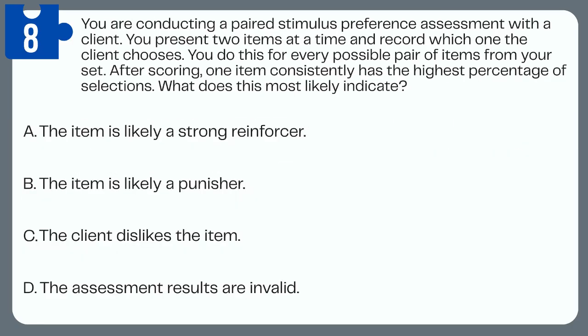Question 8. You are conducting a paired stimulus preference assessment with a client. You present 2 items at a time and record which one the client chooses. You do this for every possible pair of items from your set. After scoring, one item consistently has the highest percentage of selections. What does this most likely indicate? A. The item is likely a strong reinforcer. B. The item is likely a punisher. C. The client dislikes the item. D. The assessment results are invalid.